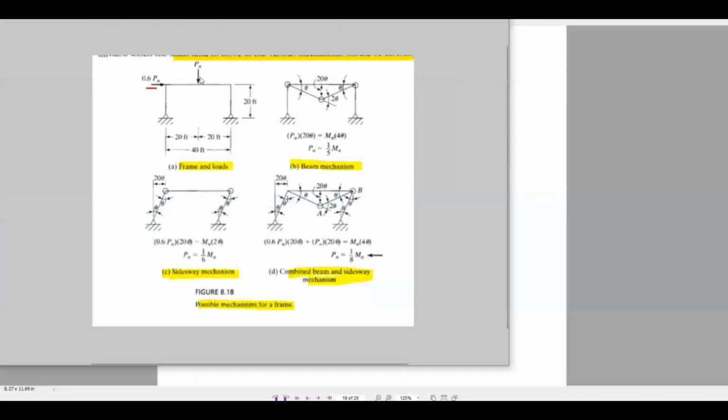This is a frame with load 0.6 Pn and Pn, 20 feet, 20 feet. B mechanism: this is theta and 2 theta. This is 20 times theta because it's 20. Pn into 20 theta equals Mn into 4 theta, so Pn equals 1 by 5 Mn. That's the B mechanism. In this lateral sway, this is theta, meaning this 20, so this is 20 theta. So these two hinges happen, right? This is the pinned one, right?